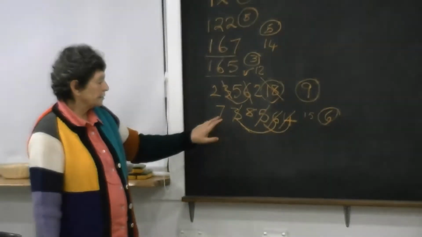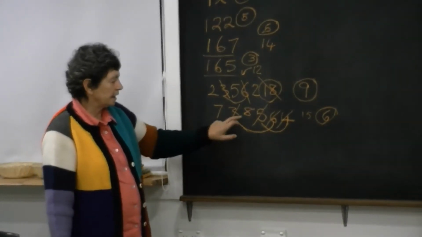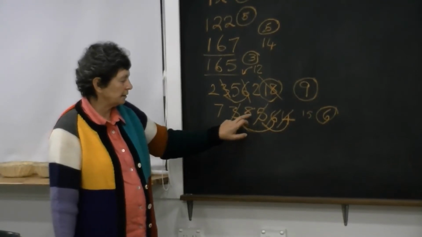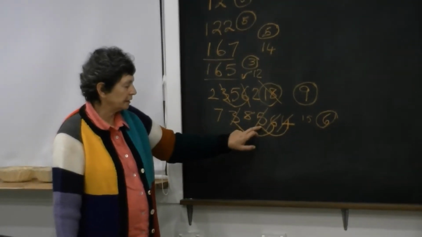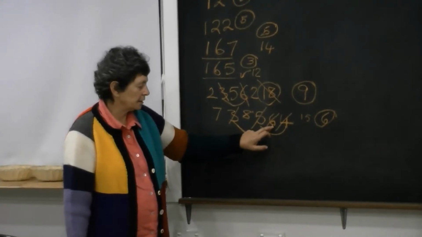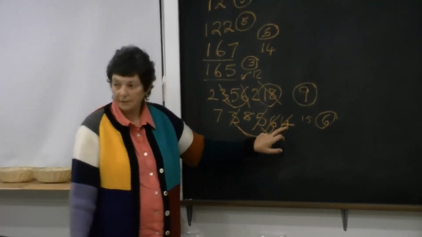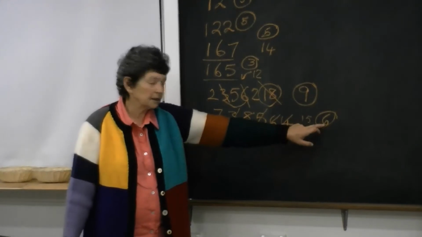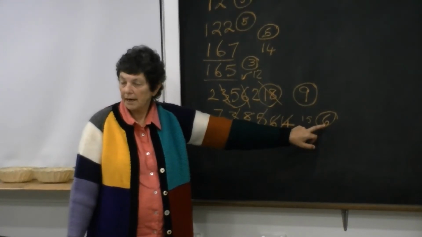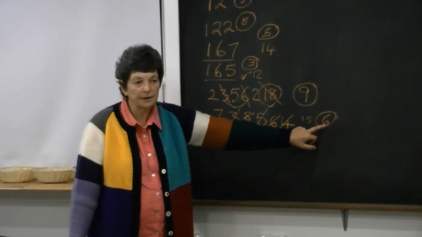So, now I'll do it the long way. 7 and 3 is 10, and 8 is 18, and 5 is 23, and 6 is 29, and 4 is 33. 3 and 3 makes 6. I don't need to add all the numbers. I can throw out the 9s.